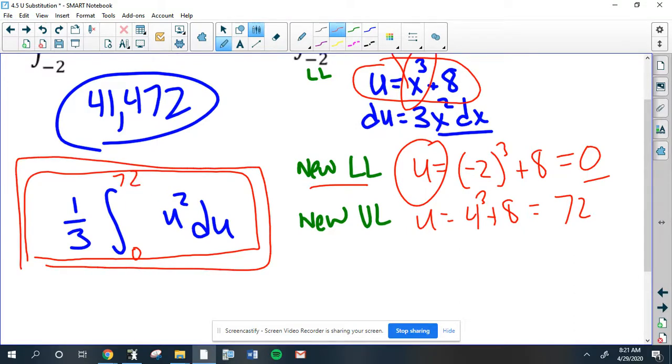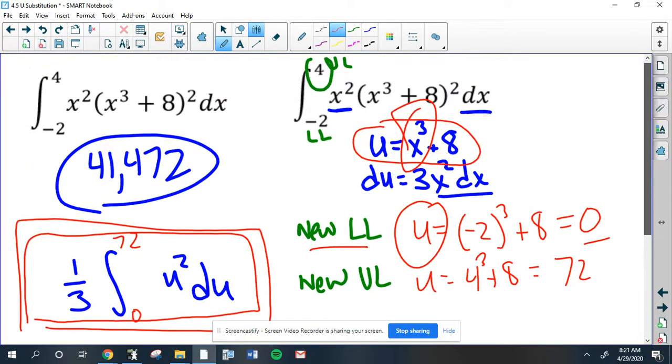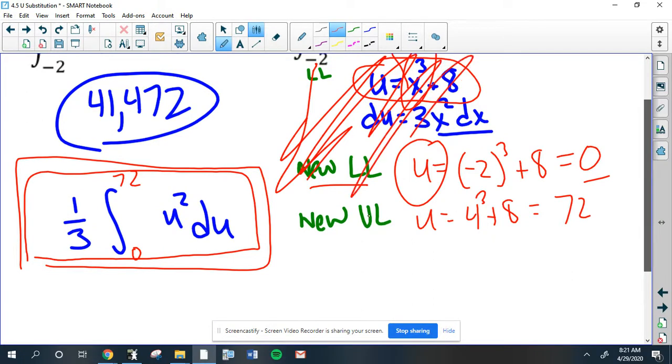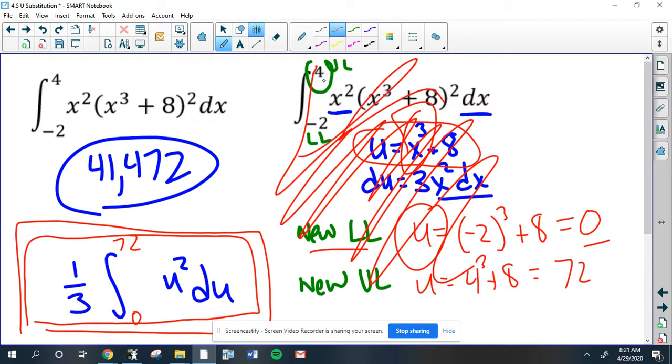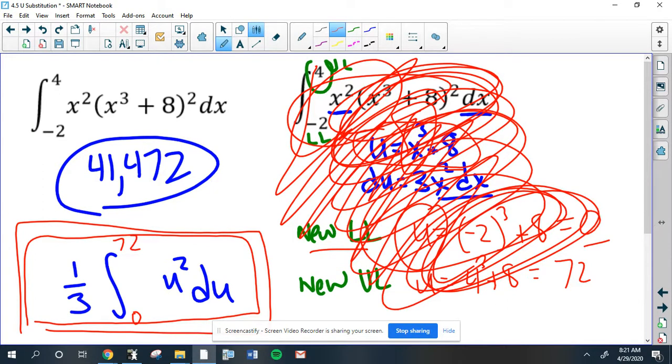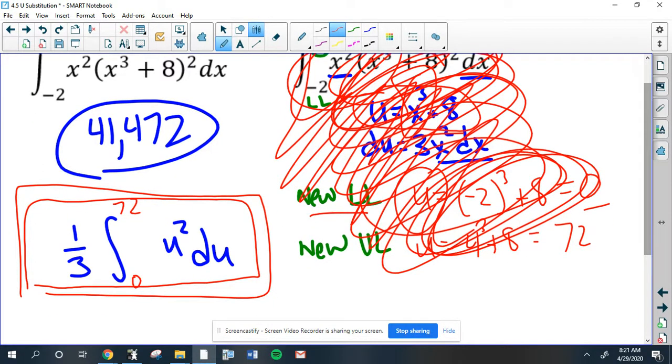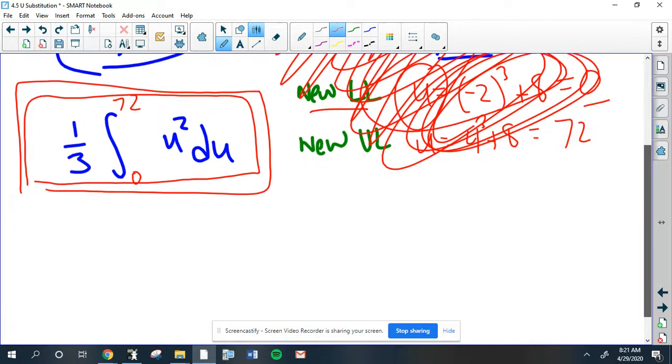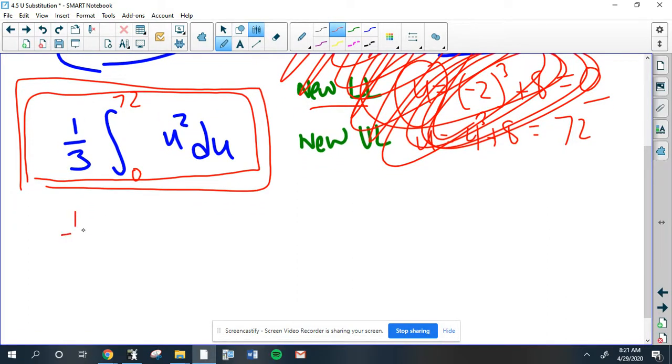We don't have to worry about x anymore. In other words, we don't have to plug this back in. As a matter of fact, we can completely ignore everything here because that's all x, and just deal with this simple integral. So we'll integrate this. The integral of u squared is u cubed times 1 over 3, going from 0 to 72.